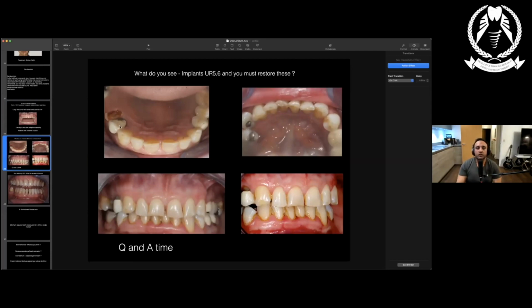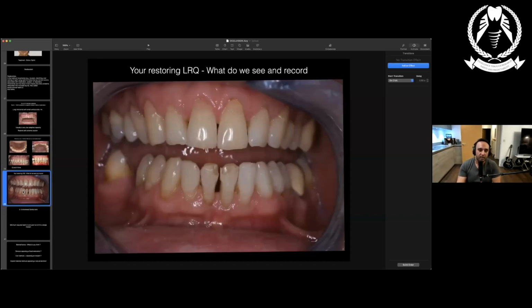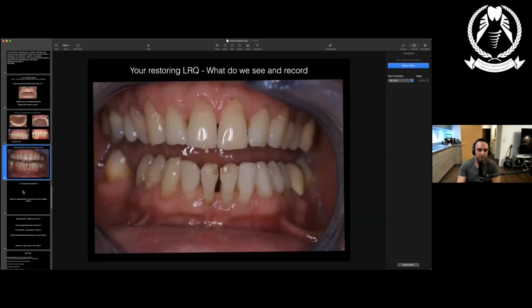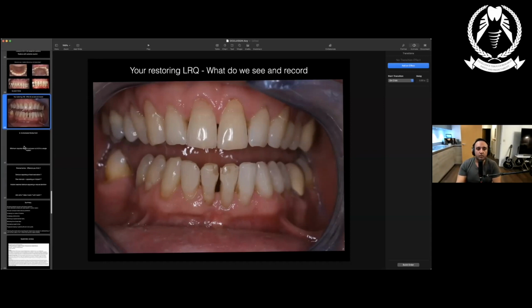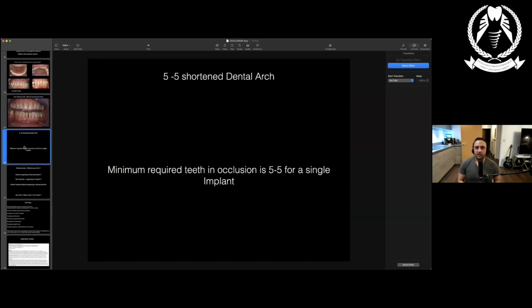So if you're restoring the 5 and 6, I'm not going to do another Q&A because we're coming into our main Q&A, but you're restoring the 5 and 6 here. You've got a lack of posterior support. You've got a patient with fairly bad oral hygiene as well. So there's a lot of things going on with this patient, but it's about seeing those sort of things in your patients and identifying them and identifying how you're going to approach those particular issues, which is quite important. Something as well you need to think about is a shortened dental arch.